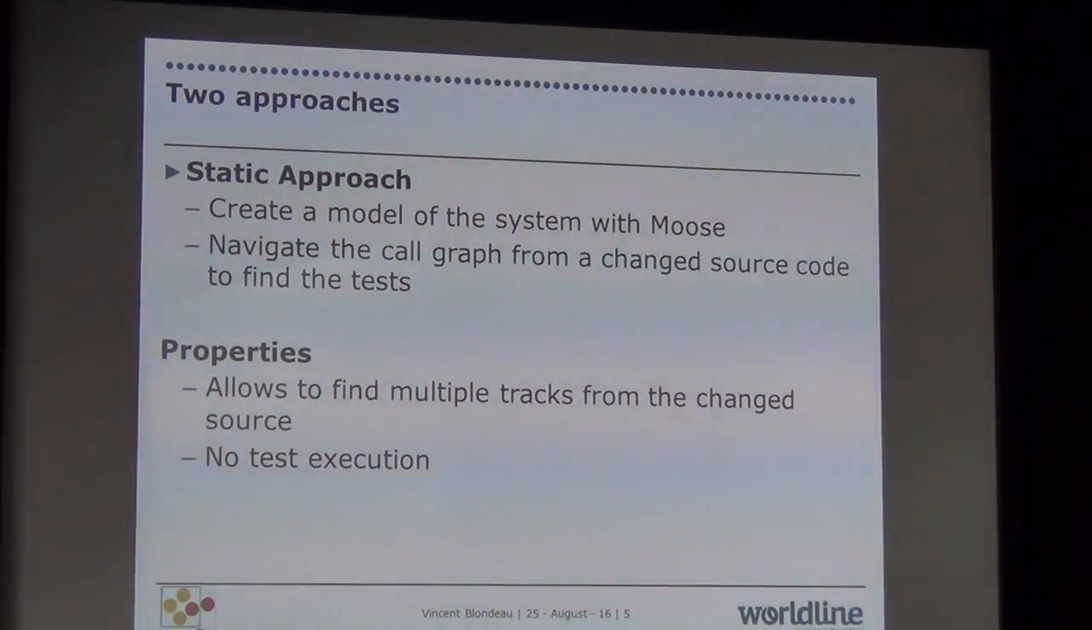So the static approach, in fact, we create a model of the system, of the source code, with Moose, and after we navigate the code graph from the changed method of the source code to the tests. This way we can find which tests cover which changed part of the application.